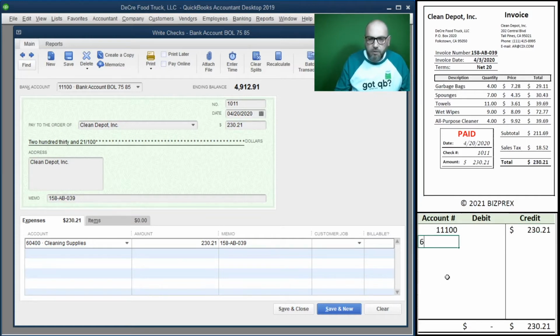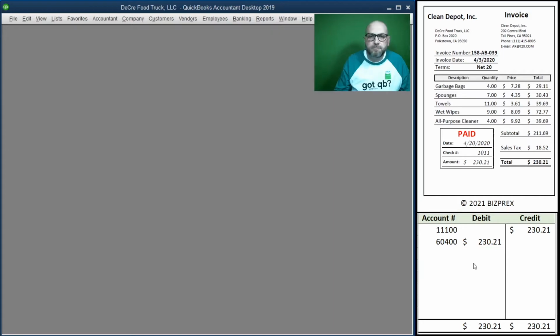What else is happening? Our expenses are going up, and expenses go up when they're debited. So here we are. Debits and credits are in balance. We're good to go, right? We fully understand that this amount is a credit right here, and this amount is a debit right here. All right, we're going to save and close.